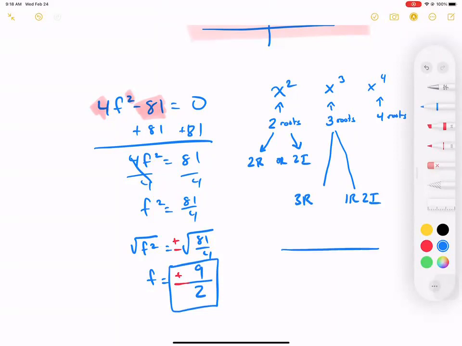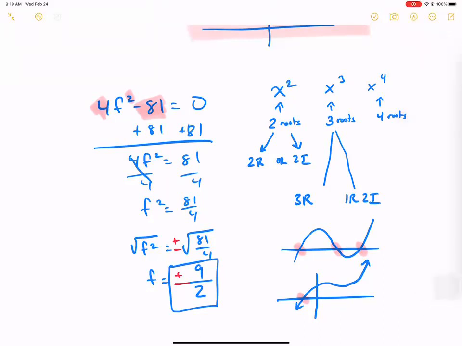And let me give you an example here. They could look like a graph that looks like this, where it has 1, 2, 3 real solutions. Or it could be a graph that only has 1 real solution. And the other 2 have to be imaginary.